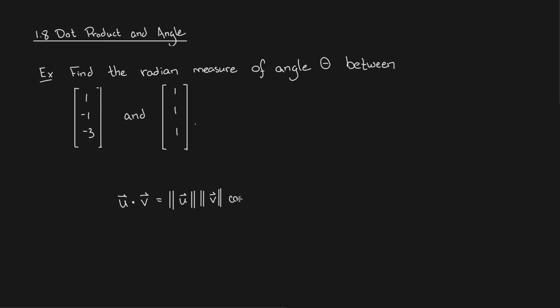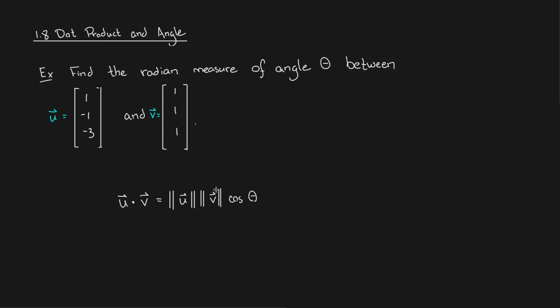times cosine of the interior angle between them. So it's this theta that we want, okay? So I'm going to need to take the dot product of the two vectors. I'm also going to need the norms of the two vectors, all right? So let's call this one U. Let's call this one V, just so we have a name for him.